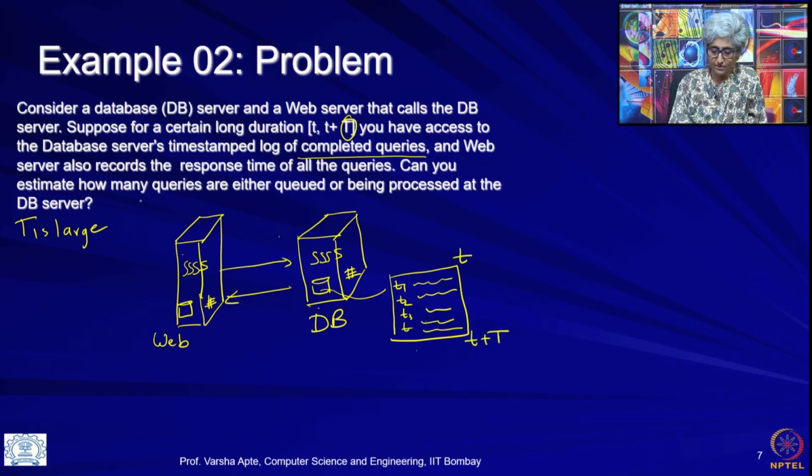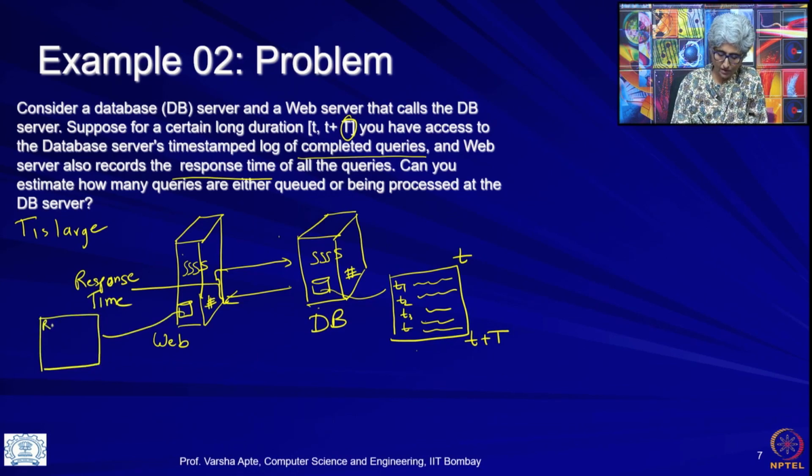Okay. And in that same time the web server also records the response time of all the queries. Okay. So, let us assume that this time elapsed, the response time, is also recorded in some kind of a log. So, we have some R1, R2, R3 from t to t plus capital T. Okay. So, these two things we have. Can you estimate how many queries are either queued or being processed at the DB server?